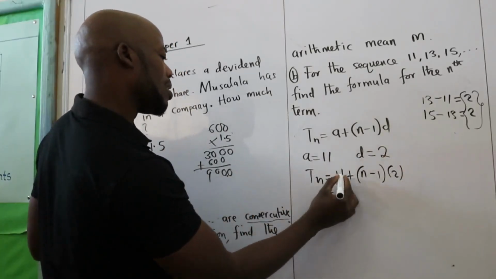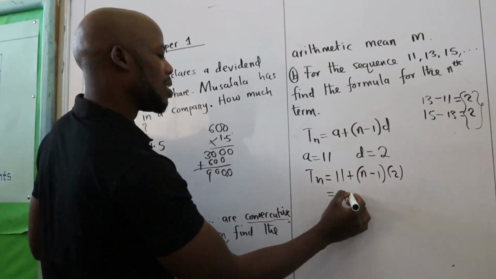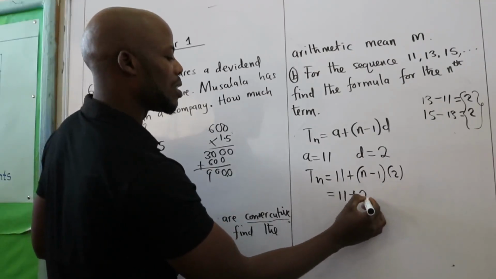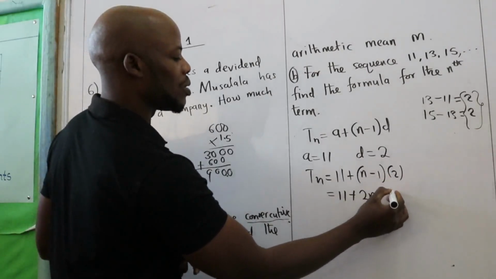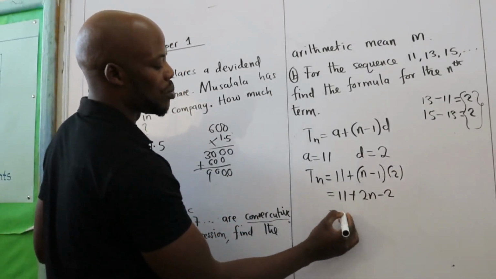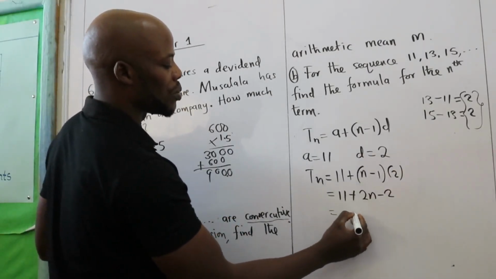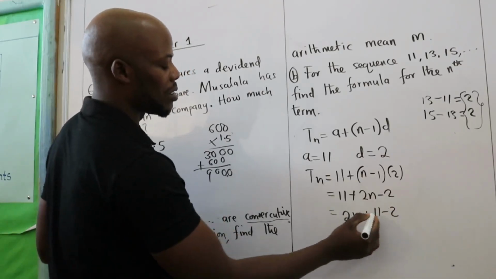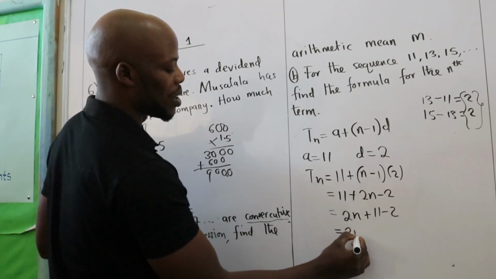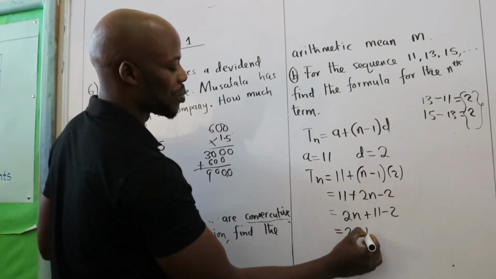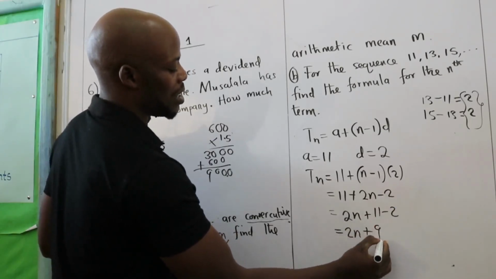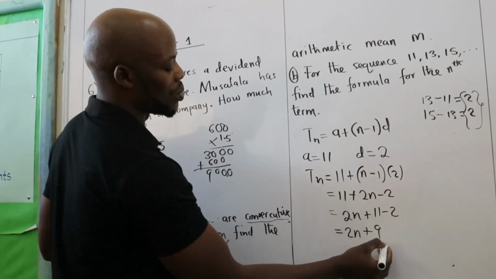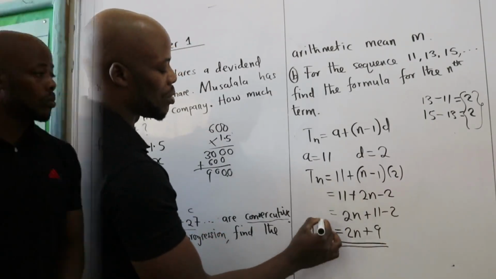So we can now clean up. So multiply, we get something like this. Here we get something like this. So we can group the like terms. We have 2n plus 11 minus 2. So our final answer will be equal to 2n plus 9. Because 11 minus 2 is 9. So this is our formula.